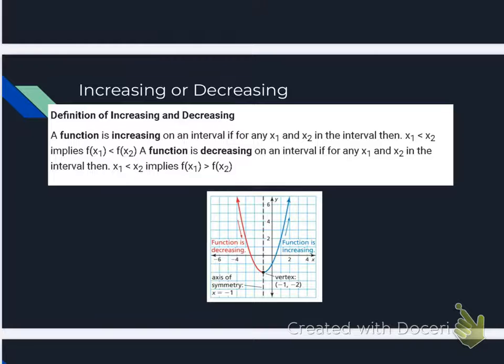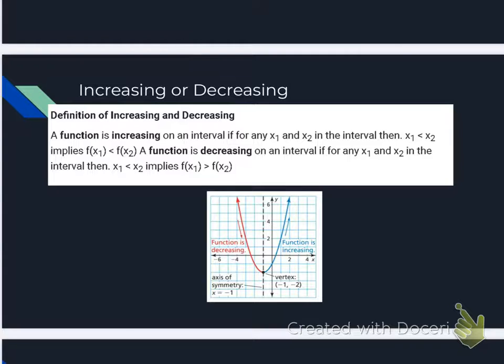Okay, increasing or decreasing. The definition of increasing or decreasing: a function is increasing on an interval if for any x1 and x2, x1 less than x2 implies that your y value for x1 is smaller than your y value for x2. A function is decreasing on an interval if for any x1 and x2 in which x1 is less than x2, that implies that f of x1 is greater than f of x2.